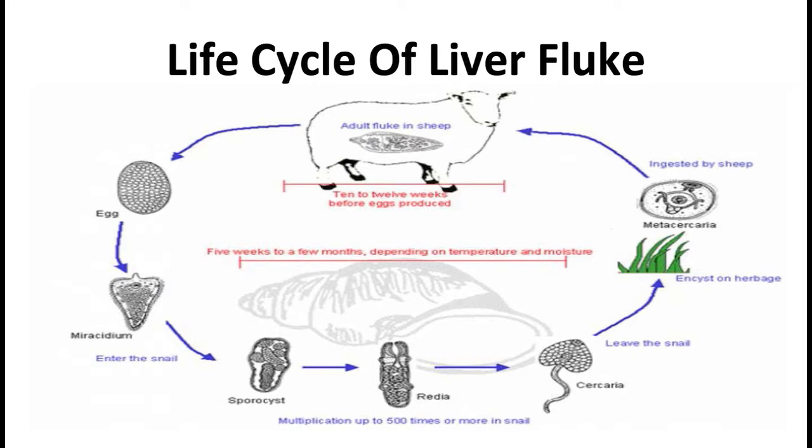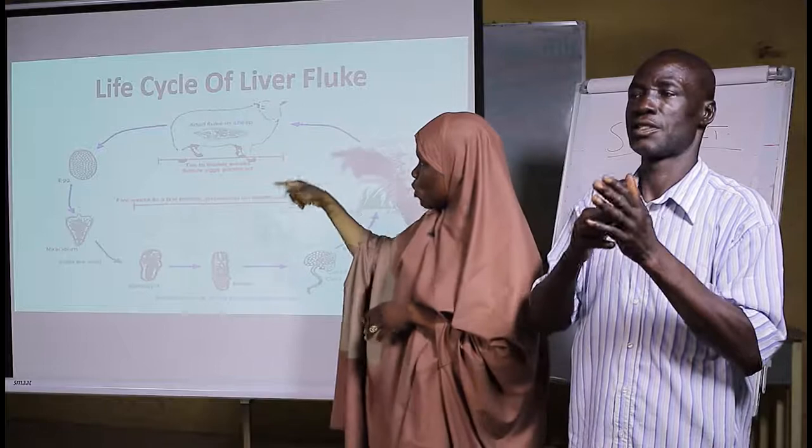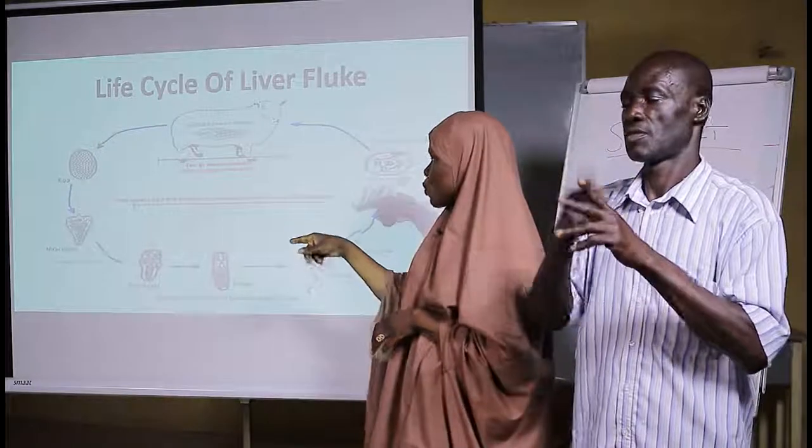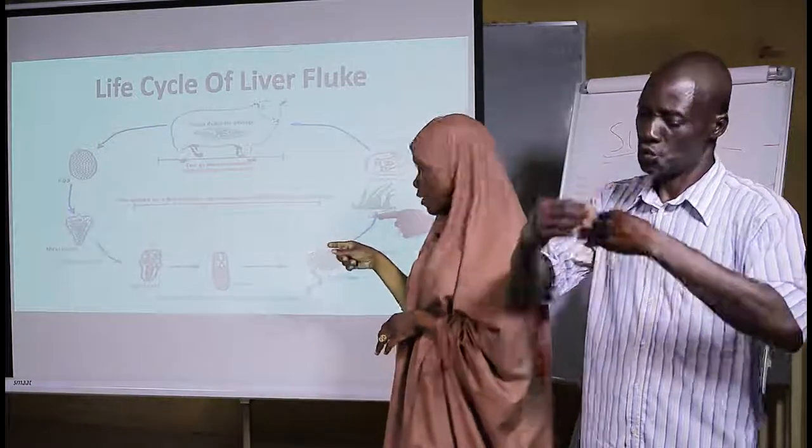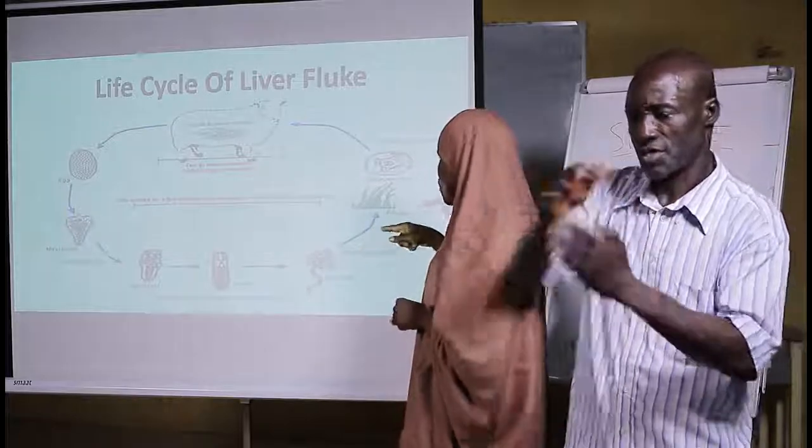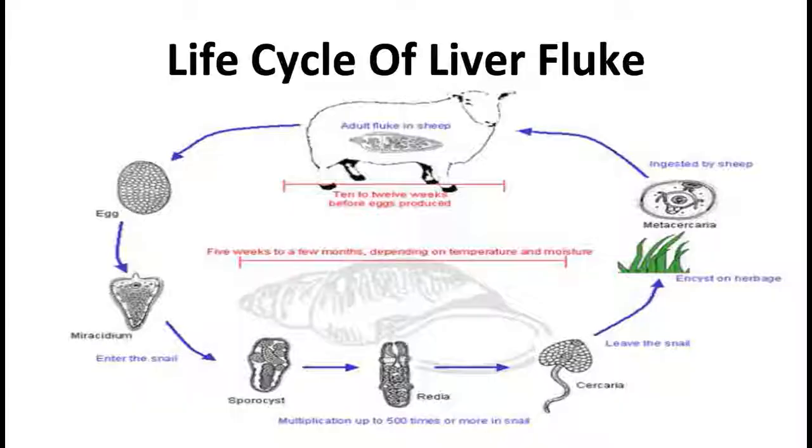When the cattle consume it, it passes feces together with the liver fluke, and the eggs in the feces will molt and develop. It will become the miracidium, from miracidium to sporocyst, from there to redia. Then from the redia, it will go out to vegetation, where the animal, that is the cattle or goat, will consume or ingest the liver fluke.